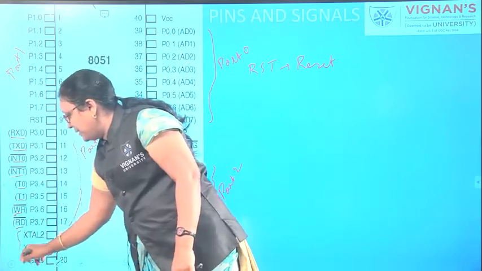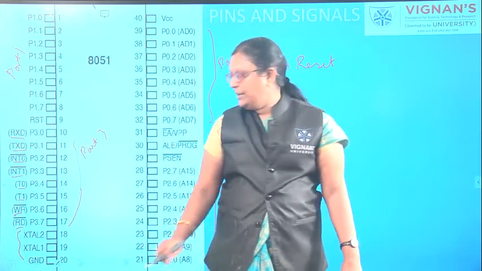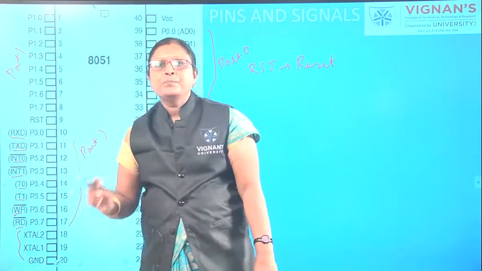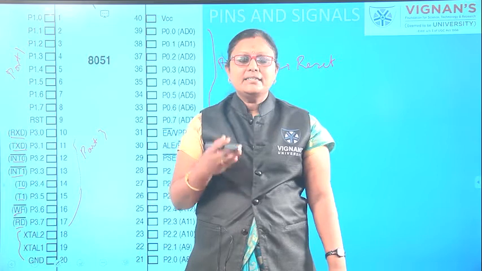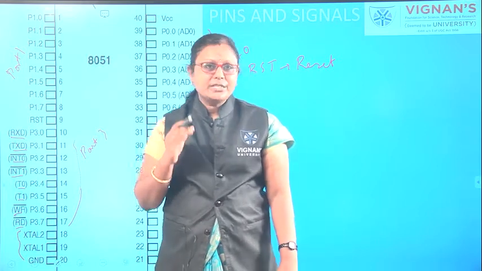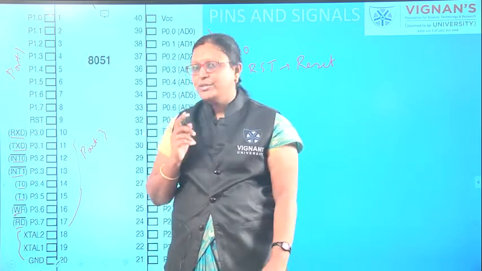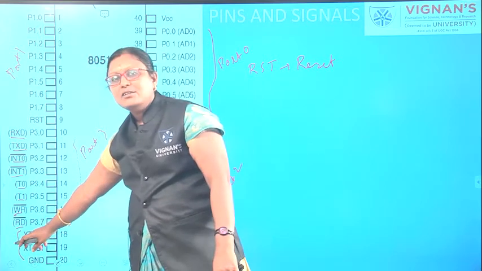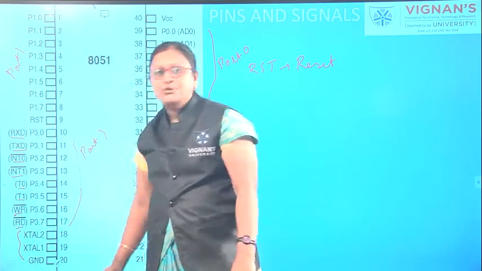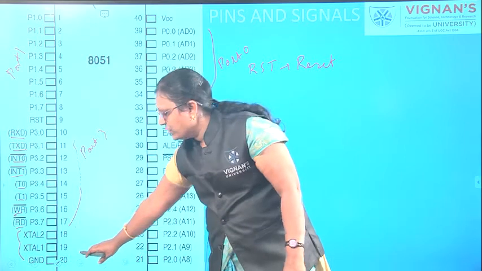And the next ones are pin number 18 and 19. These pins are for the connection of oscillators. I told you that the clock frequency has to be generated, right? So that will be generated using the oscillators, and the external oscillator will be connected by using these two pins. Pin number 20 is for ground.